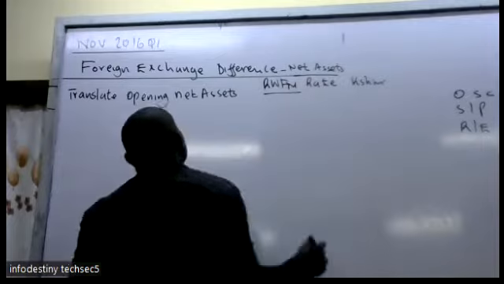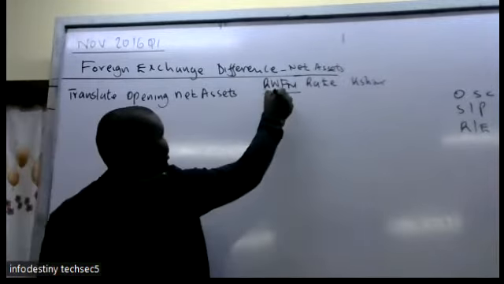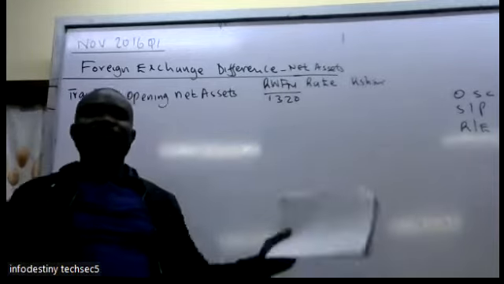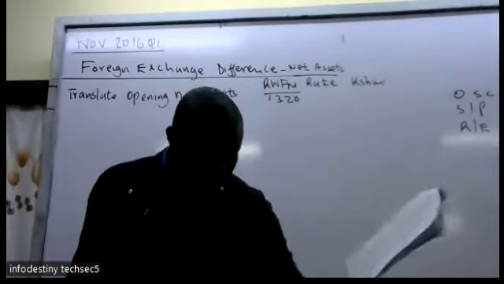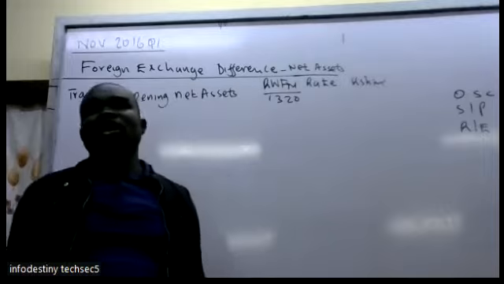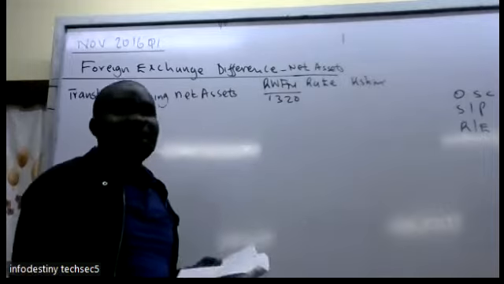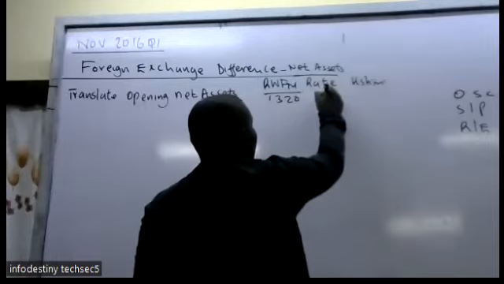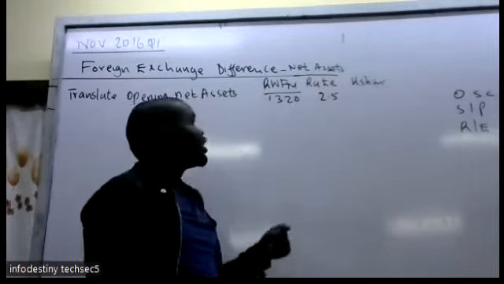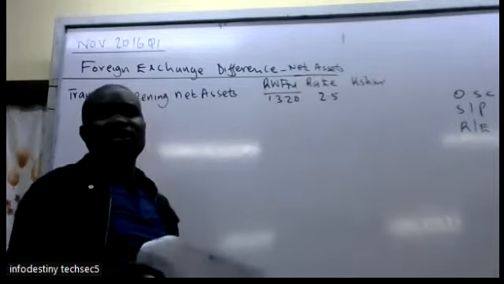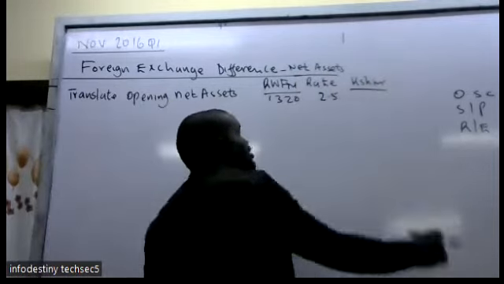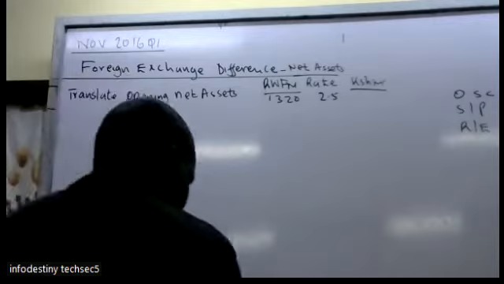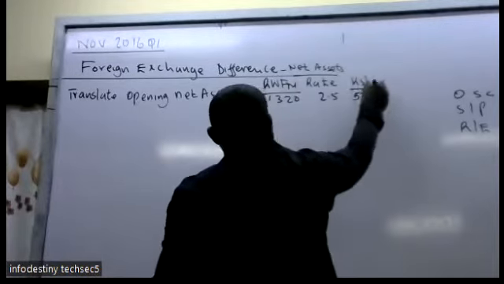So for now, opening net assets, we have seen it is 1320. The rate, can you check when the subsidiary was acquired? First May. So what was the rate on first May, which is called historical? 2.5. So Rwanda to Kenya shillings, take this divided by 2.5. You get them in Kenya shillings, 528.